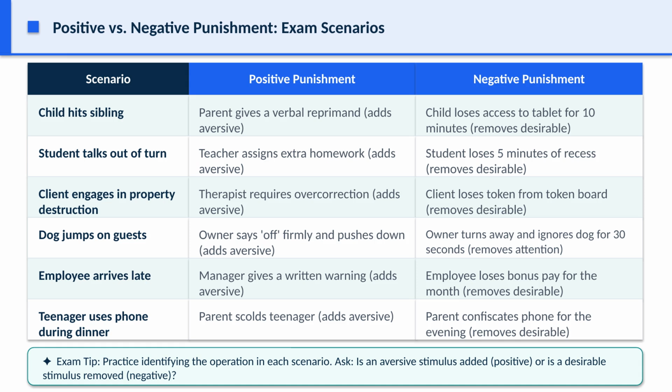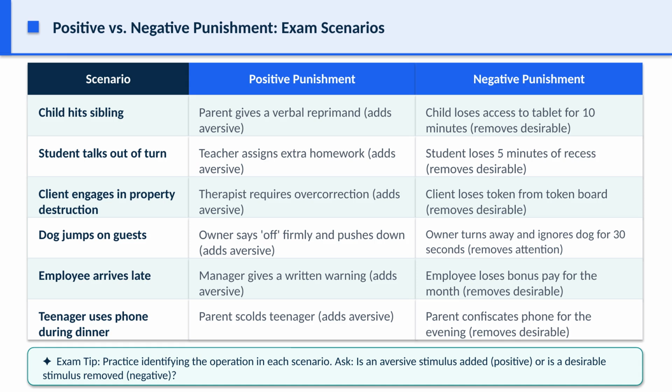Notice the pattern. When a child hits a sibling, a verbal reprimand adds an aversive, while losing tablet time removes something desirable. For a student talking out of turn, extra homework adds an aversive, but losing recess removes a reinforcer. Property destruction might lead to overcorrection, adding effort, or losing a token, which removes access to backup reinforcers. Even with a dog jumping, a firm "off" and push adds an aversive, while ignoring removes attention.